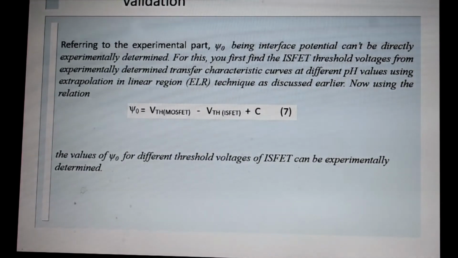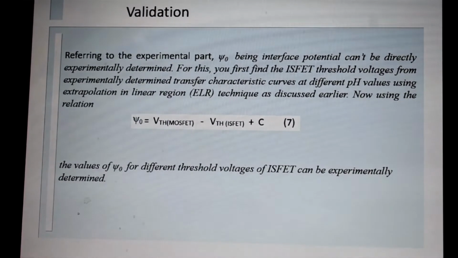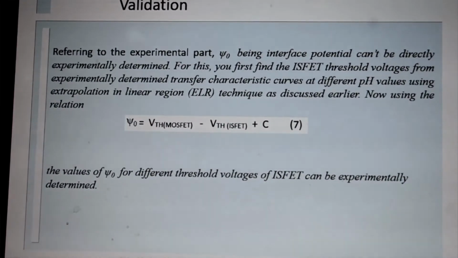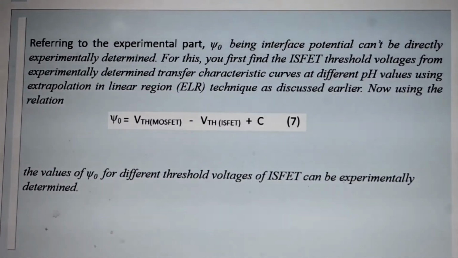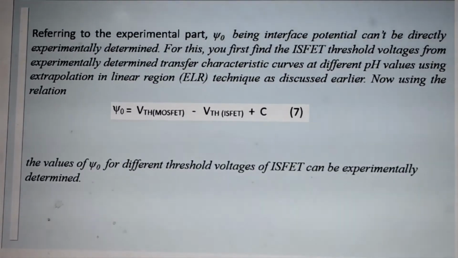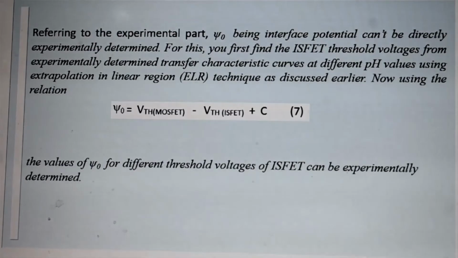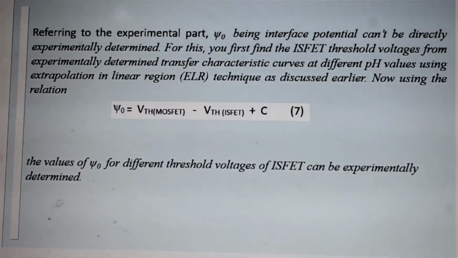What is this technique? After plotting the VGS versus IDS curve, for each curve you have to draw a tangent, at the point where you will get the maximum slope. Then the point at which the tangent cuts the VGS axis will give you the threshold voltage of the device for a particular pH value.